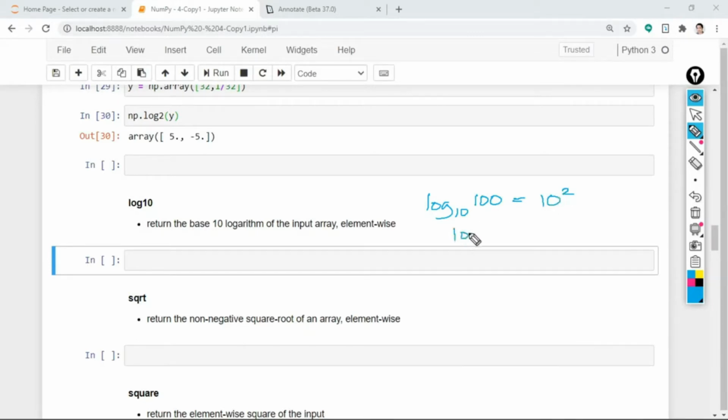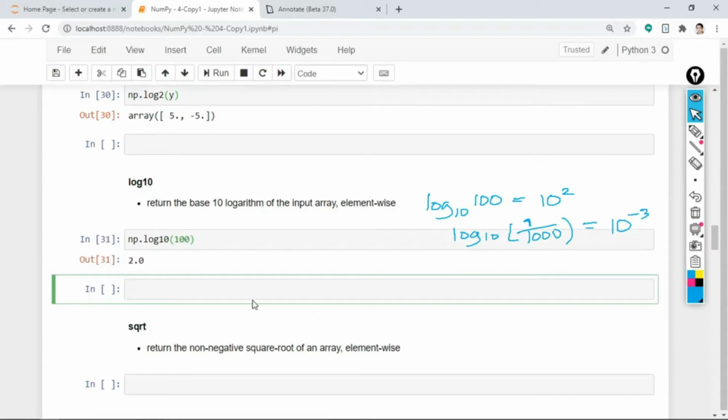So again, the same. How about the logarithm base 10 of 1 over, let's say, 1000? So the result is 10 raised to the negative 3. Okay, so let's confirm that again by using Python. np.log10 of 100. I'm not using an array here, these are individual computations only. So I'll enter. That's 2.